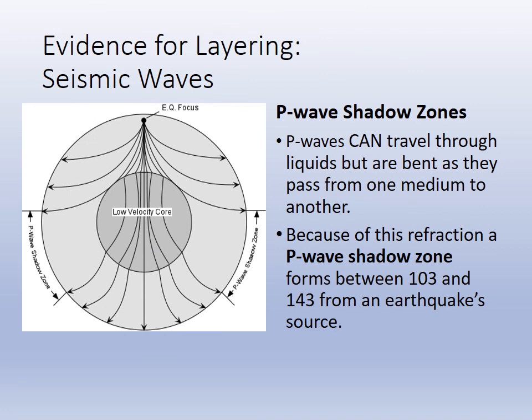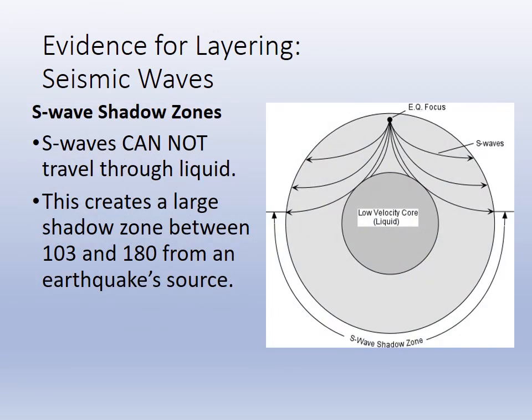So P waves are bent when they pass to the core, and we use this data to determine where the core is. S waves cannot pass through a liquid, so we know that the outer core is a liquid because of the S-wave shadow zone.